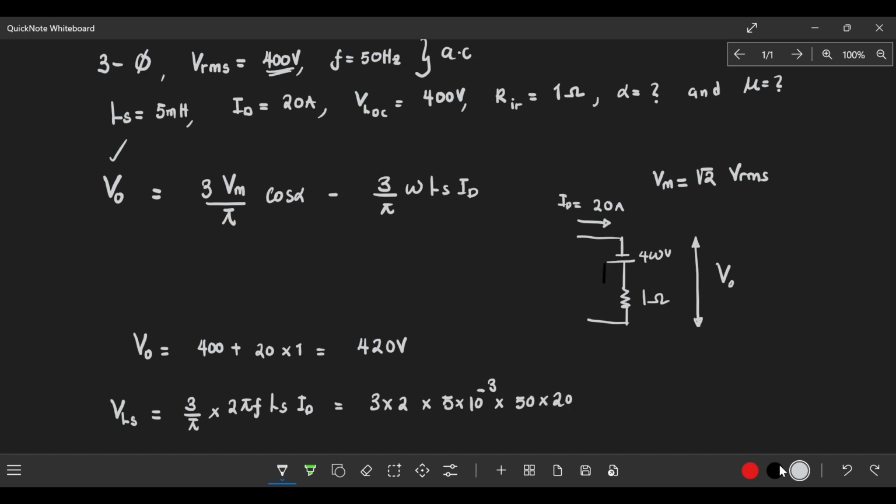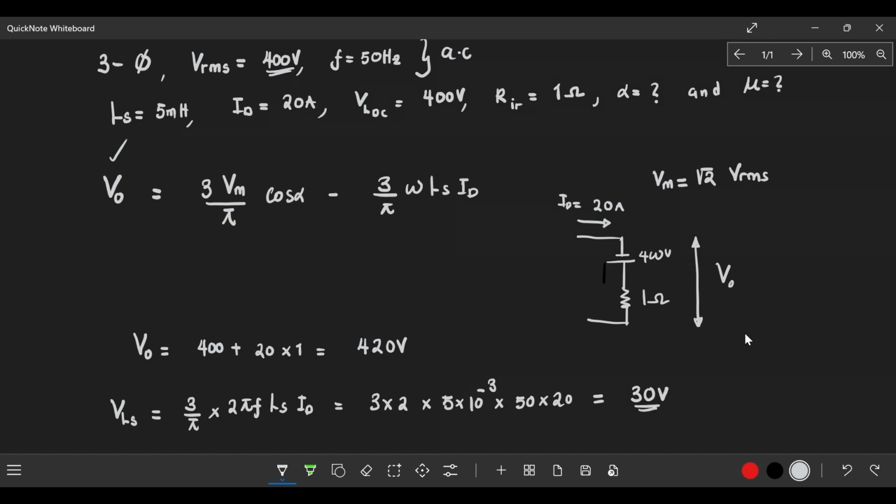ID is given as 20. So how much is the voltage drop across the inductor, VLS? Let's calculate together. 3 times 2 is 6, times 5 millihenry, which is 5 times 10 to the power negative 3, times 50 times 20. So I'm getting about 30, right? That's 30 volts. So that's the voltage drop across the inductor.